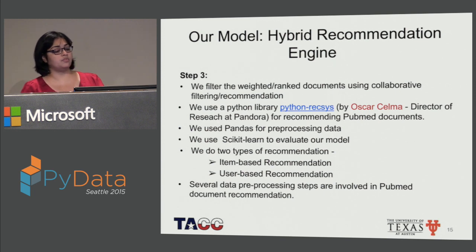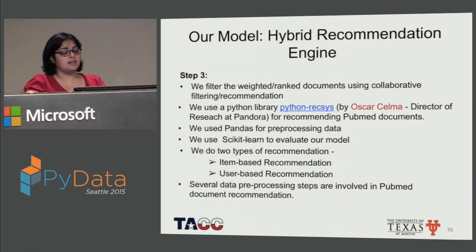For 1 and 2, for 3, we filtered whatever. Now that our documents are weighted and ranked, we filter that using a collaborative filtering technique. That is recommendation. For this purpose, we use an open source Python library called Python Recsys. It was developed by Oscar Celma, Director of Research at Pandora, and it works very accurately. So once you have your numerical data and your document ranks, all these things, information retrieved, weighted, and ranked, you can then go ahead and use a standard recommendation library.